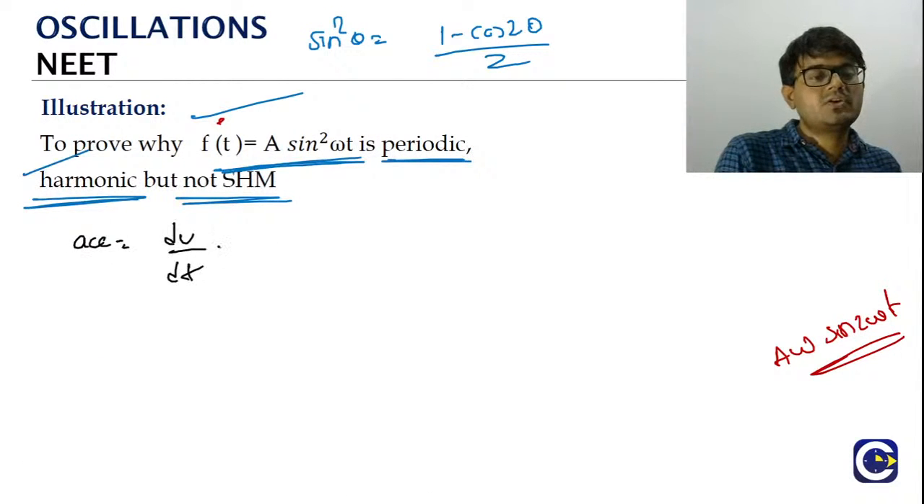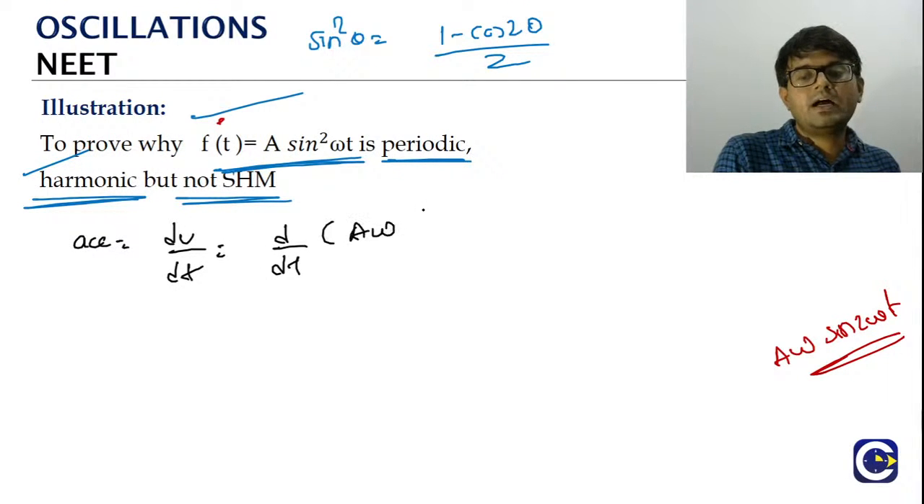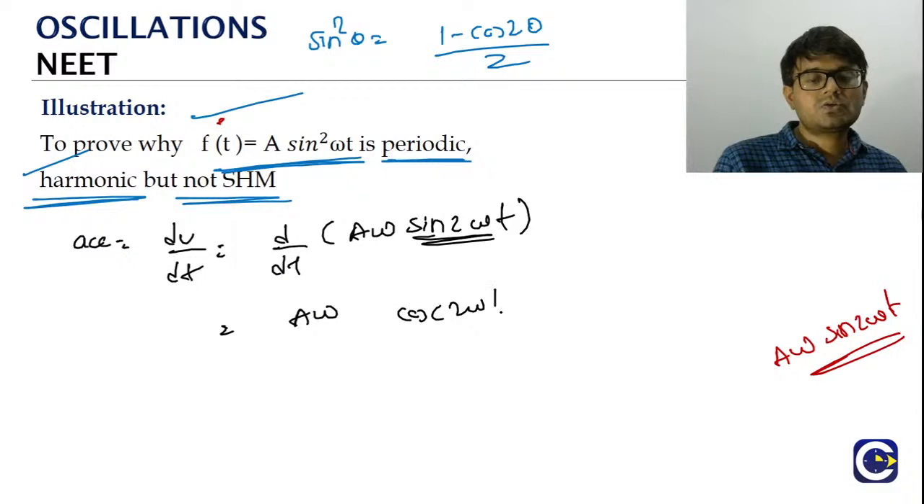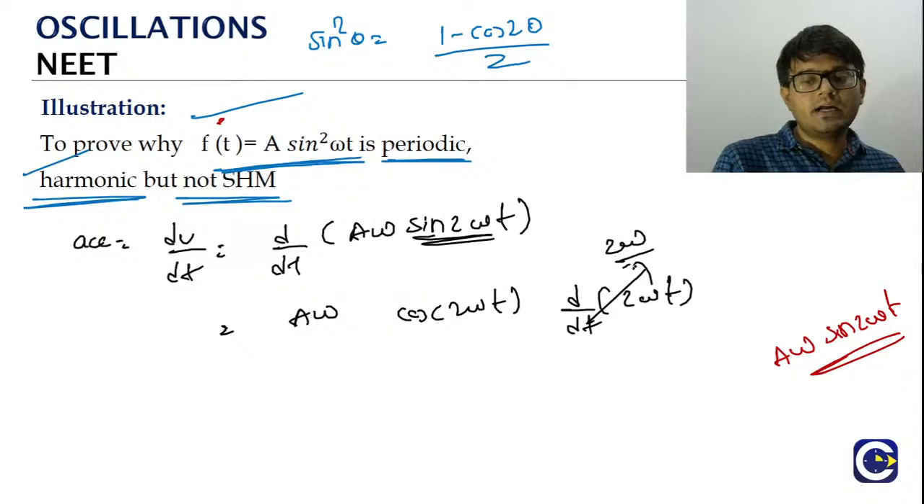dv by dt, right? So take the derivative of A omega sin 2 omega t. A omega comes out as a constant. Derivative of sin is cos 2 omega t into derivative of 2 omega t. What is the derivative of 2 omega t? 2 omega. So what is the final result? 2A omega square cos 2 omega t.